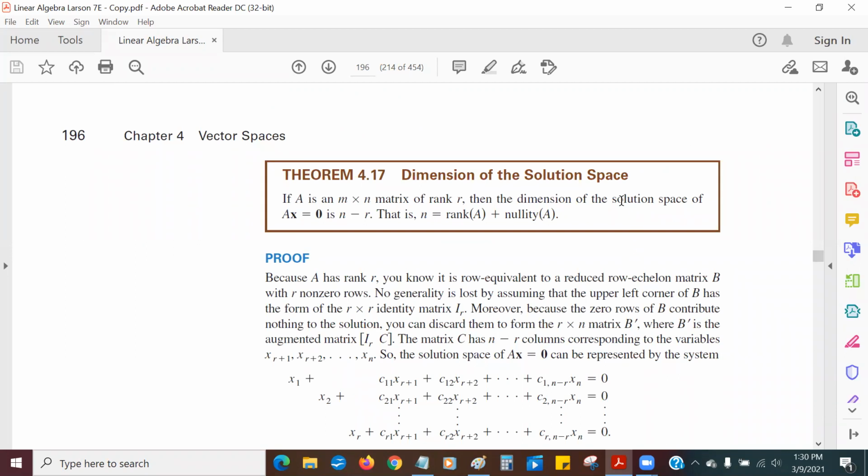Also notice here, it says the words solution space. The solution space of AX equals 0, another way of saying that is the null space. And instead of saying dimension of the solution space of AX equals 0, another way of saying that is the nullity of A. The textbook is using a lot of different words to say the same thing, and I believe it's because the textbook wants you to be familiar with all these different ways of saying it.